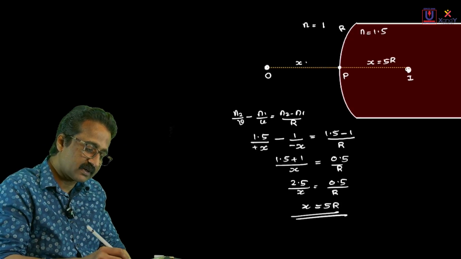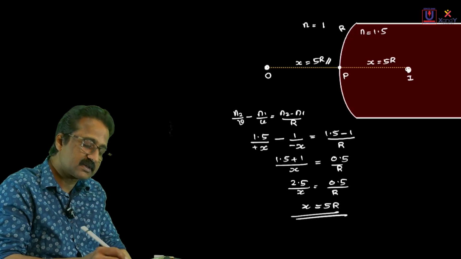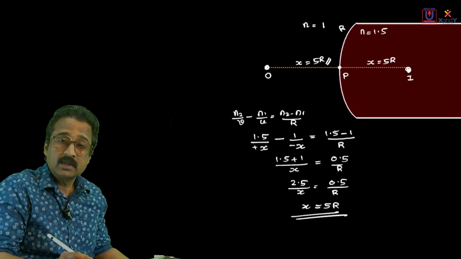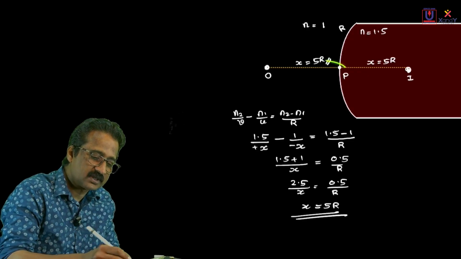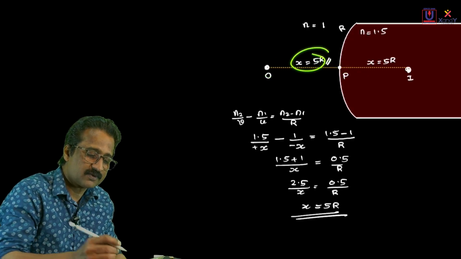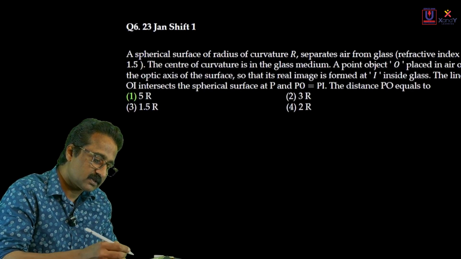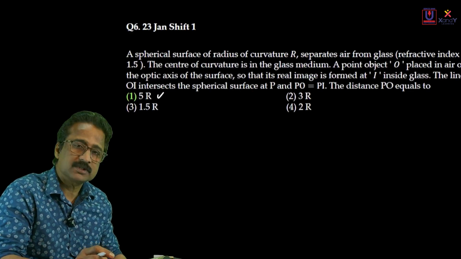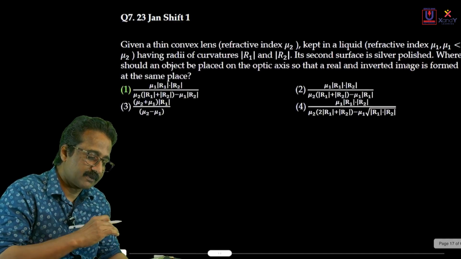If this is 5r, this is also 5r. That is the result. They ask you what's the distance to the object. In other words, they are asking you what is the distance OP, and the answer is 5r. Okay. Yes, you go with option 1. That was question number 6 in my paper.